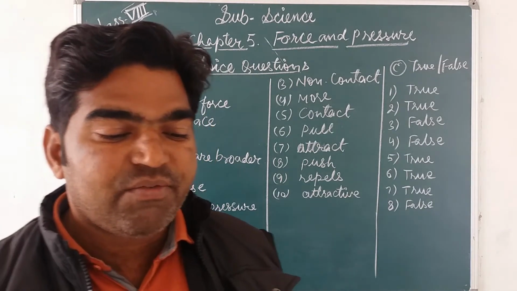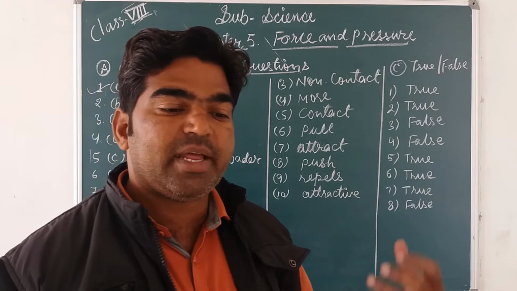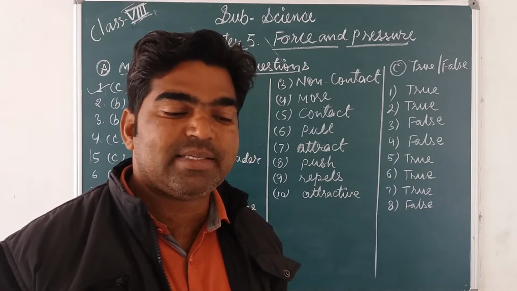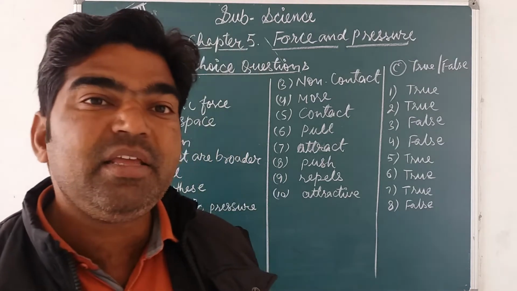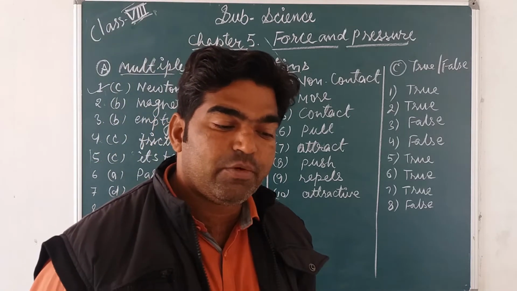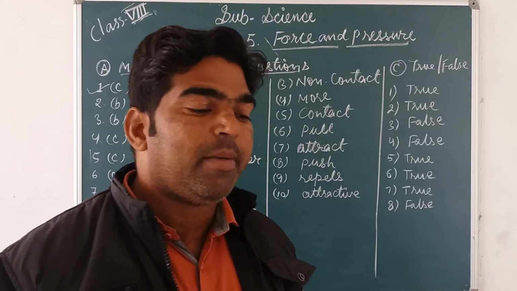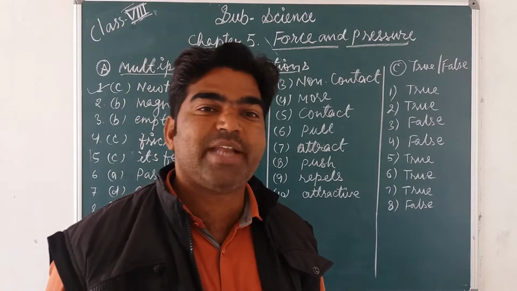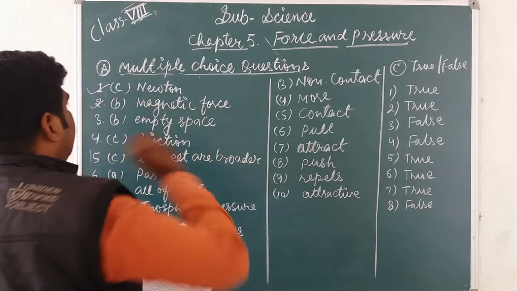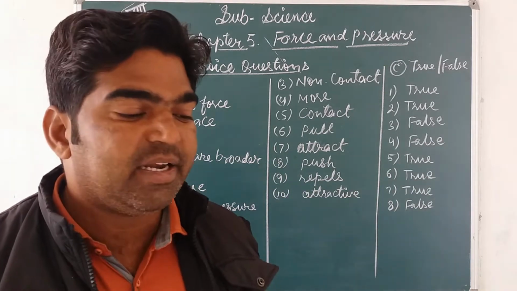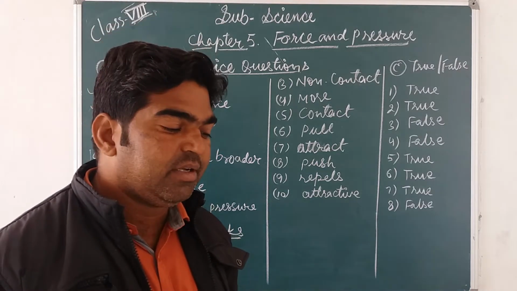Second, which of the following is the non-contact force? Non-contact force means a force which can exist without any physical contact. Friction force is a contact force because both surfaces come in contact. Magnetic force is, of course, a type of non-contact force. So the answer for the second is option B, magnetic force. Mechanical force and muscular force are also types of contact force.